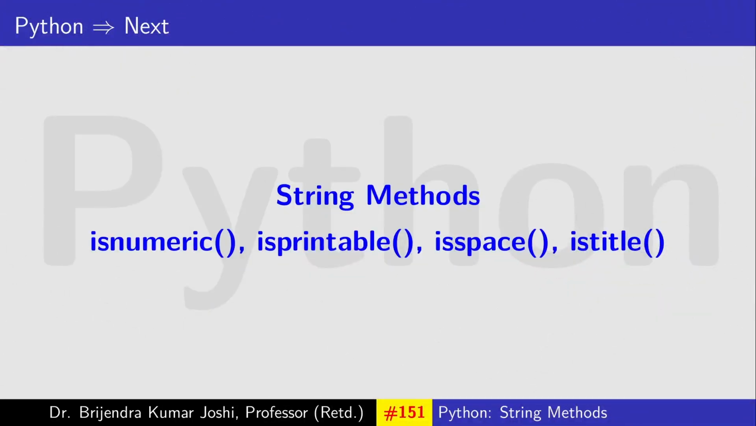In the next video, we will study other 4 string methods: isnumeric, isprintable, isspace, and istitle.